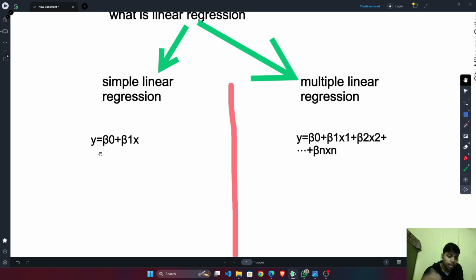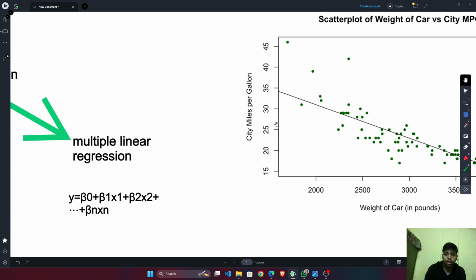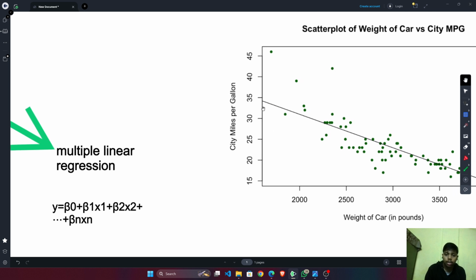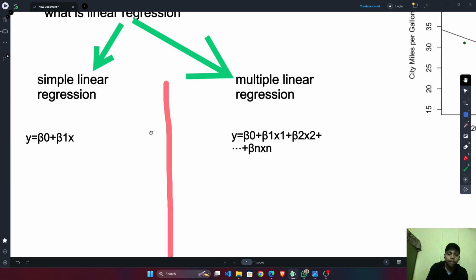The question arises, what is this B naught and B1? They are basically the weights. B1 is the weight that defines how important the input is, and B naught is the intercept, which means where the graph line collides with the y-axis.